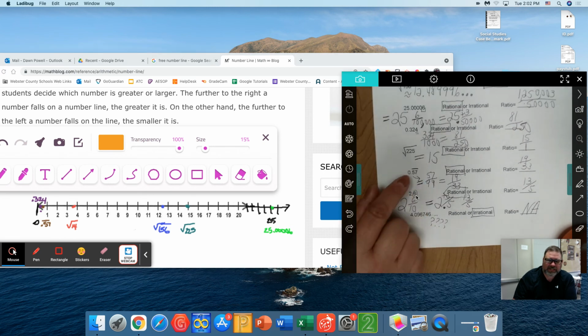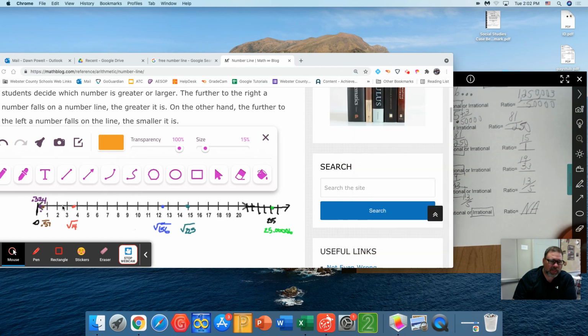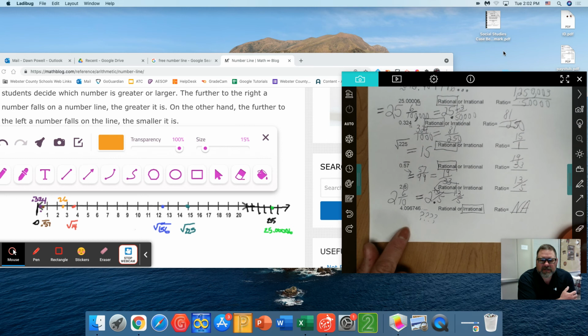If it's 2.6, is that bigger than 1/2? Yes, it's bigger than a half. So it's going to be closer to the 3 than it would be for the 2. But not by much. Almost in the middle. So I think I've got a little orange here, Miss Powell, and I'm going to make that 2.6.